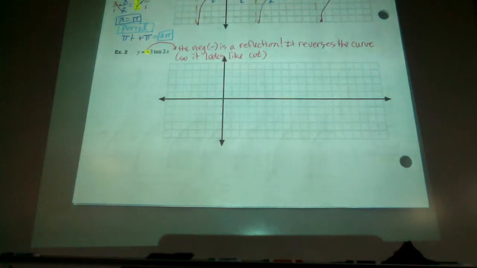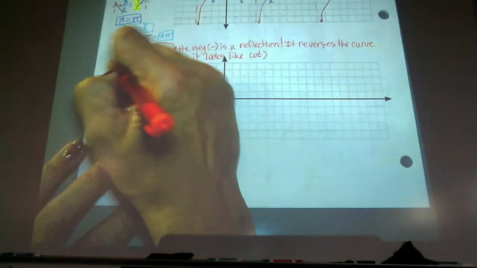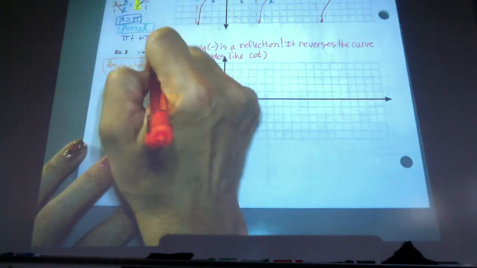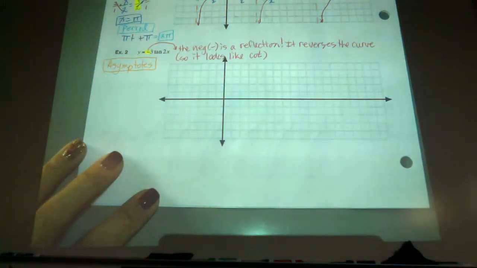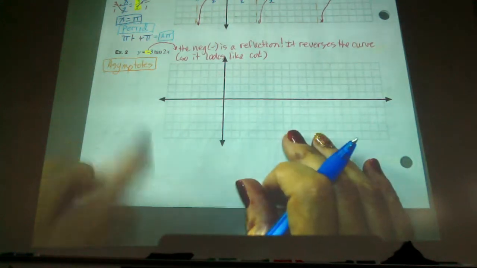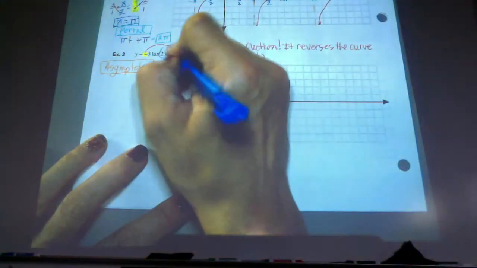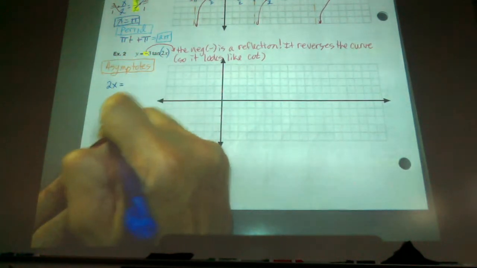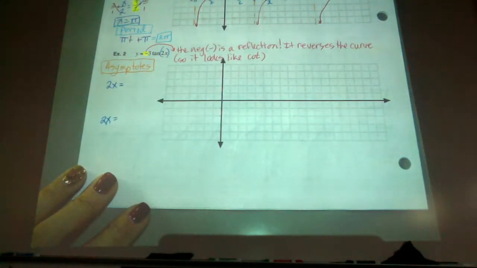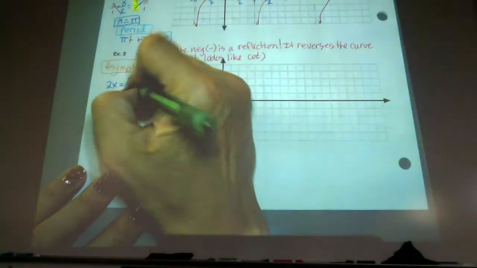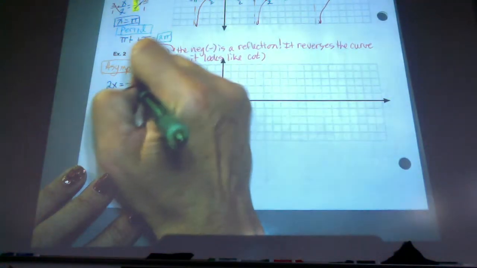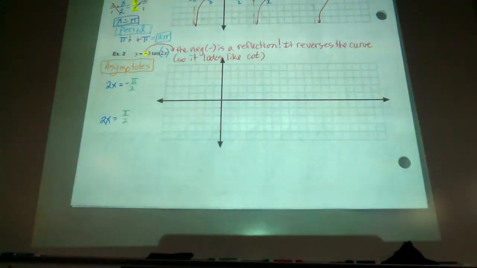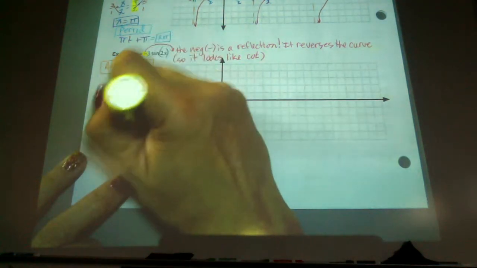So we're going to do the same thing we did before. We're going to find our asymptotes. I'm going to take what's happening to x, this whole 2x, and set it equal to the same asymptotes I just used before for this tangent. So the asymptotes I used for tangent are negative pi over 2 and pi over 2. Those will remain the same.